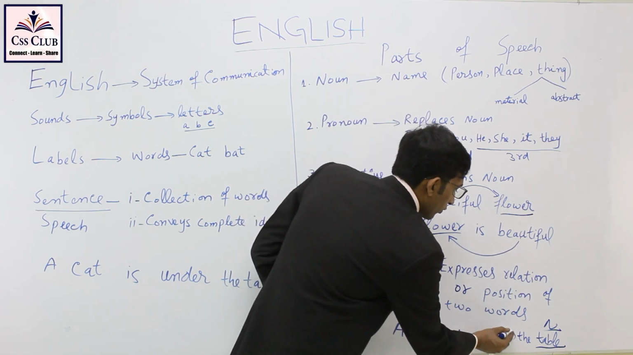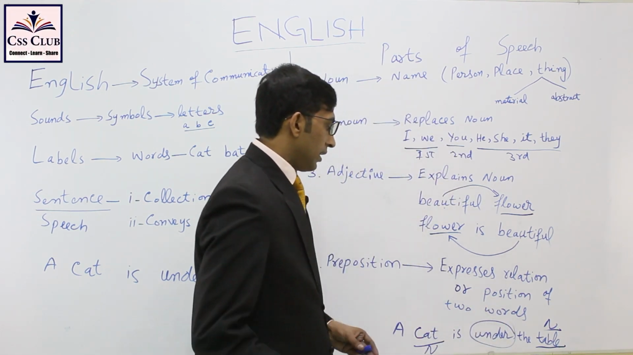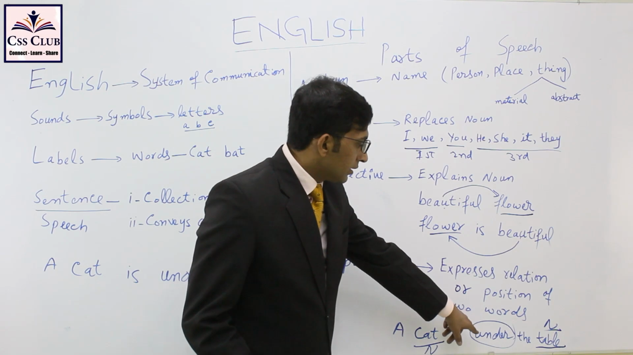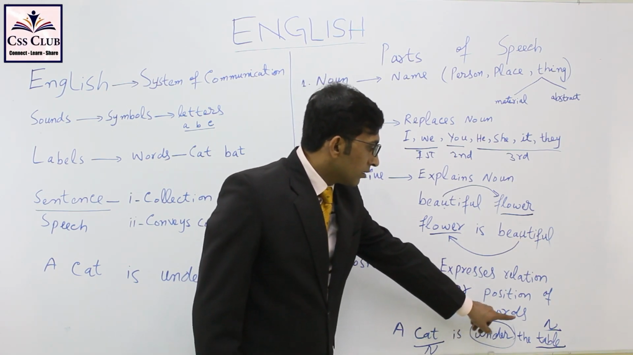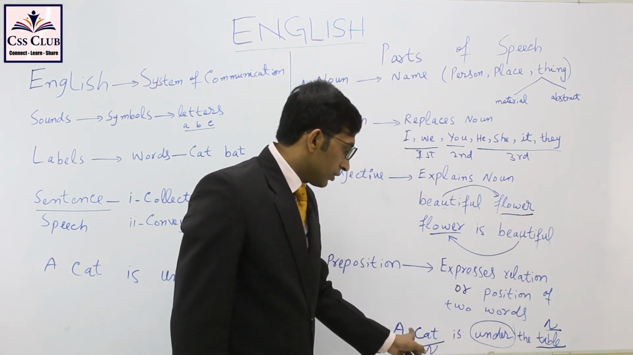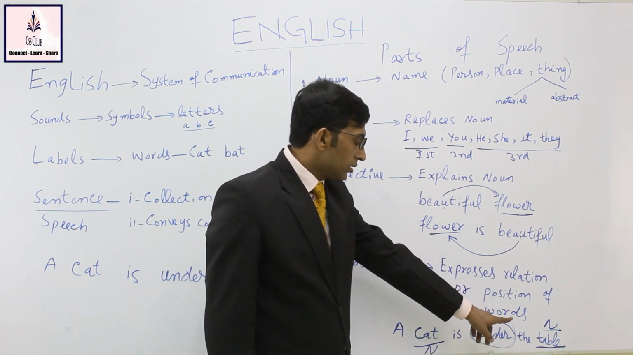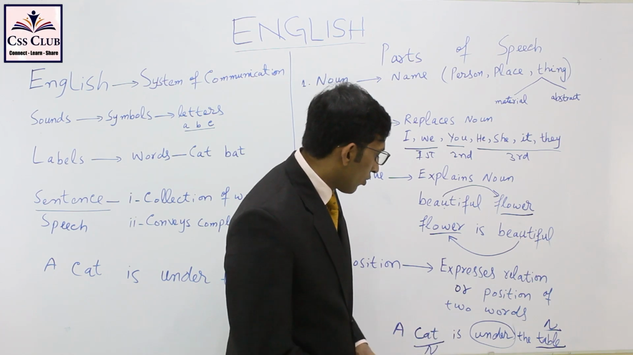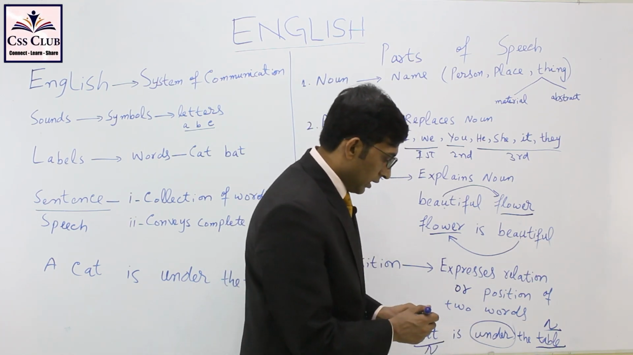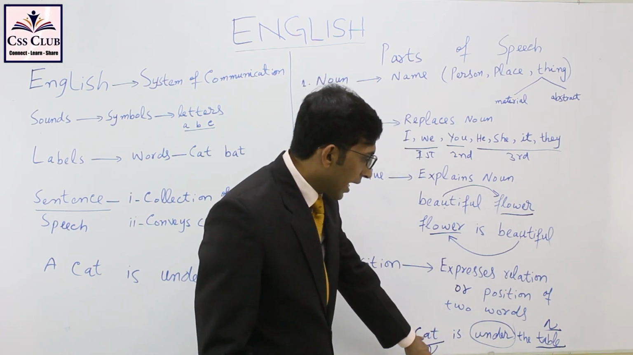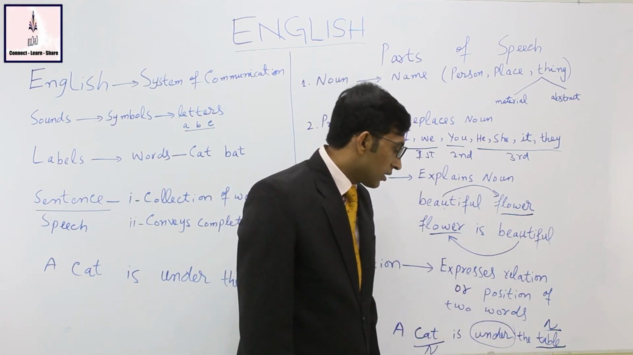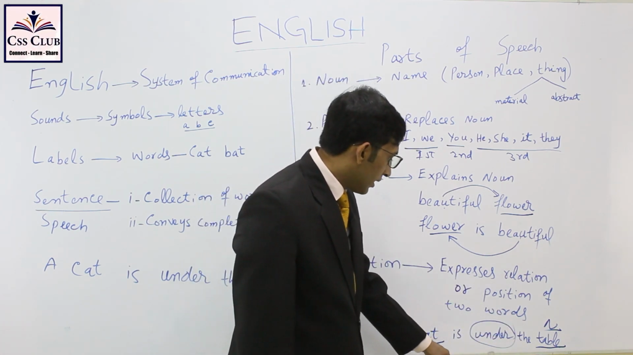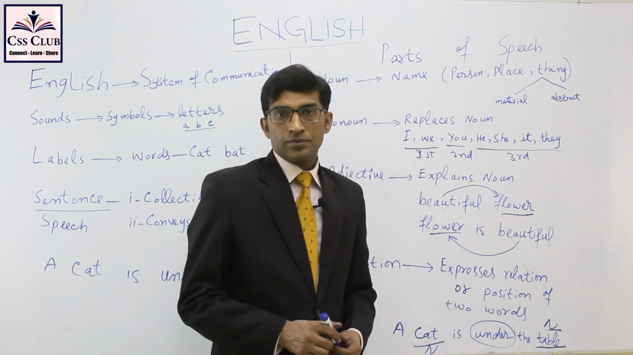And what about this word? This word expresses the relation between these two nouns, cat and the table. It also expresses the position of the noun. It tells us the position of the cat with respect to the table. So it says that the cat is under the table.